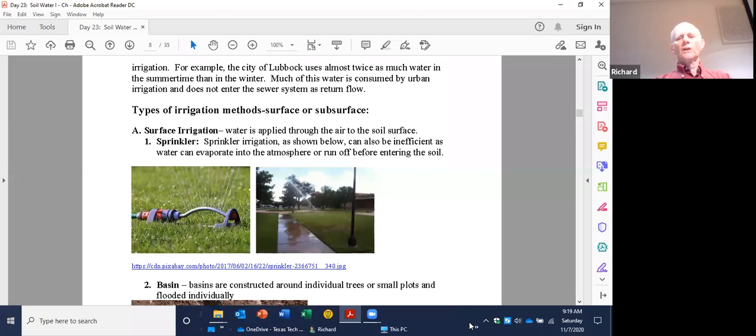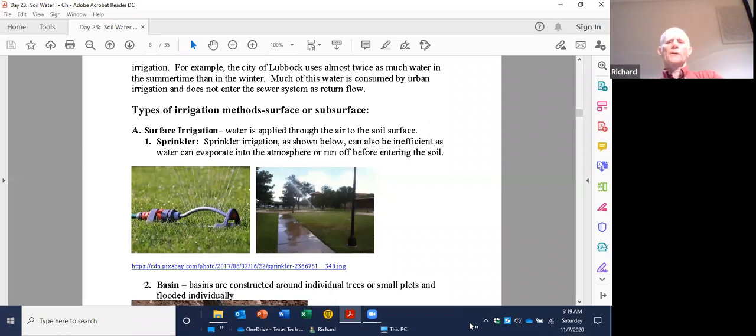Sprinkler irrigation, shown below, can be inefficient as water can evaporate in the atmosphere or run off before entering the soil. If you look at the sprinkler on the left, it shoots water up in the air, and a lot of that water evaporates before it ever hits the soil surface. I like to say in the summertime, we have 80-degree temperature, 20-mile-an-hour winds, 20% relative humidity. A lot of that water that came out of that sprinkler head never hits the ground.